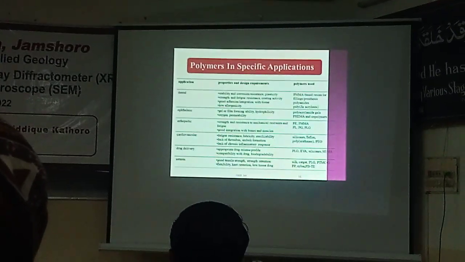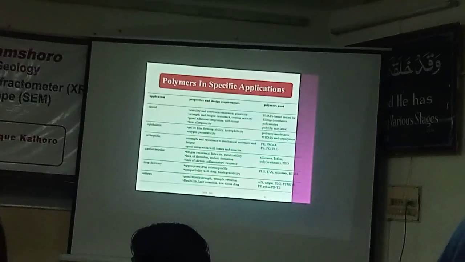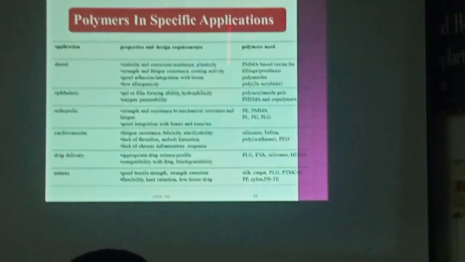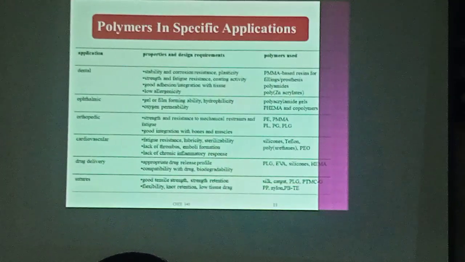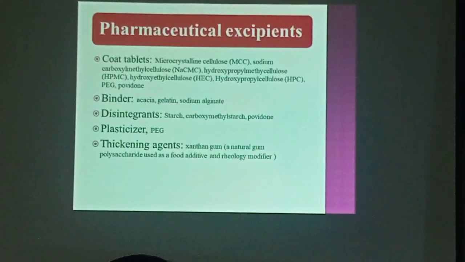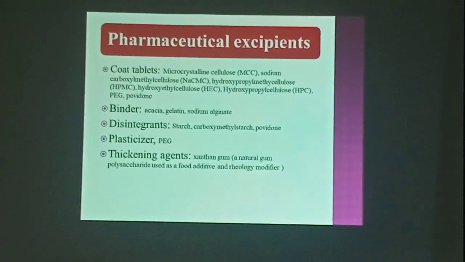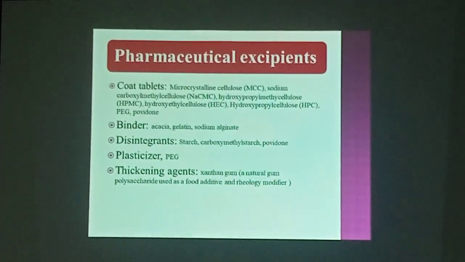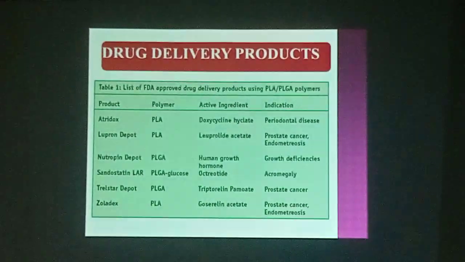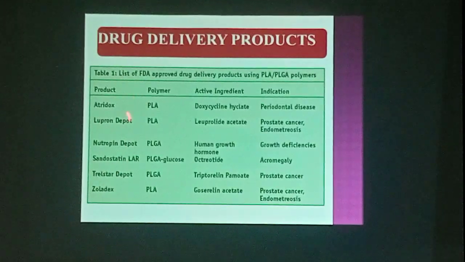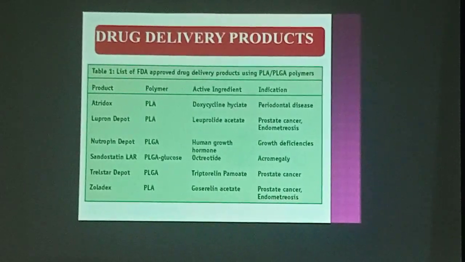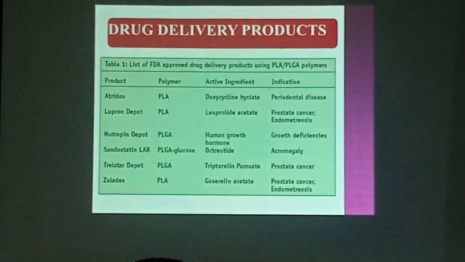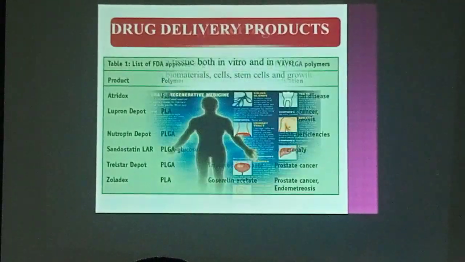So polymers are specific, we have different polymers that are already being used in different specific applications in our body. And these polymers are also used in the pharmaceutical industry as a plasticizer, binder or disintegrant. The good thing is that these materials are already FDA approved, so there is no restriction on the utilization of these kinds of materials in your body.